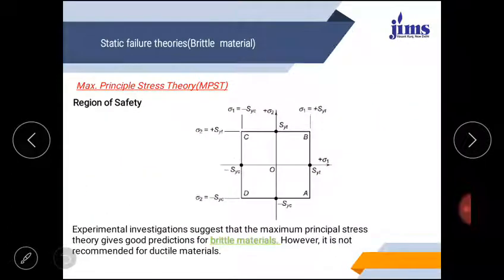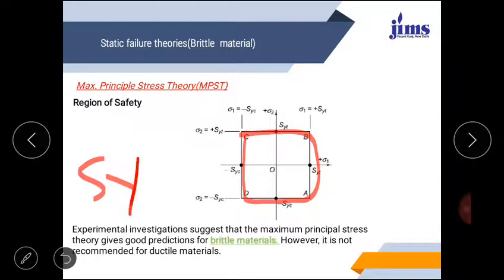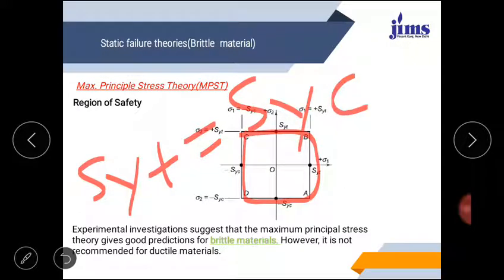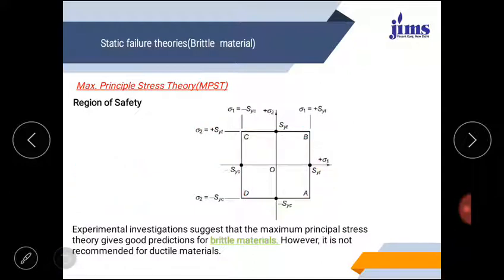Let's see the region of safety. When we draw the region of safety in the two-dimensional system of stresses, we get this picture, and this picture is for the case when SYT is equal to SYC, meaning yield strength in tension is equal to yield strength in compression. Then we will have this kind of square.